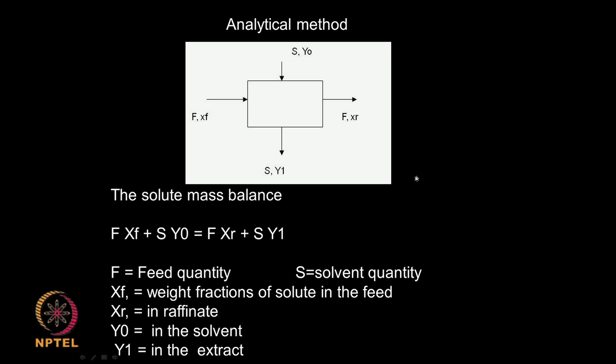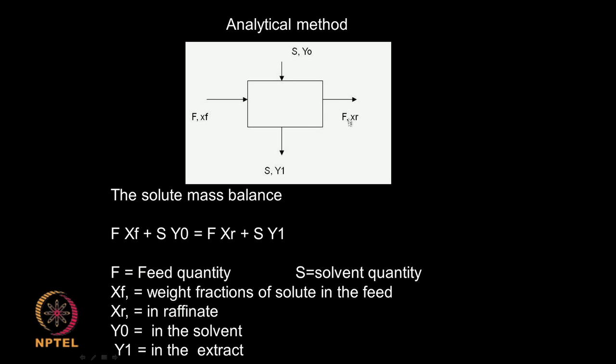So, the first step when you are doing analysis of a single stage extracting unit, we have to do a mass balance. As I said before, mass balance is very important. So, you have the feed, or the broth or the aqueous stream, it contains XF, the concentration of your solute. Now, you have the solvent S, it is coming at S flow rate, and the concentration of the solute could be Y naught. They get mixed up here and they get separated.